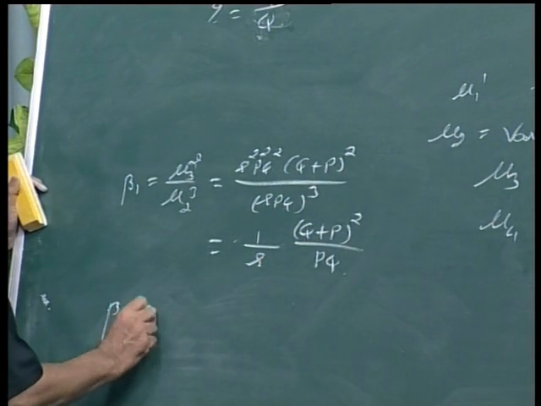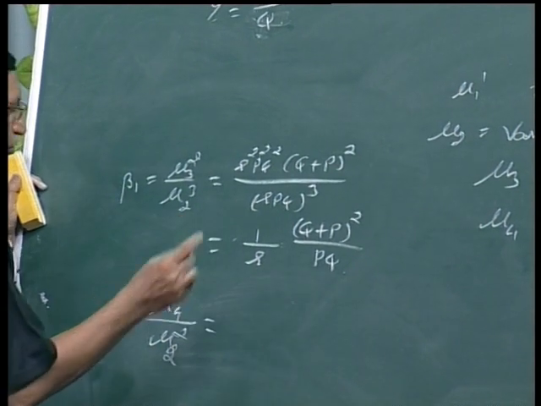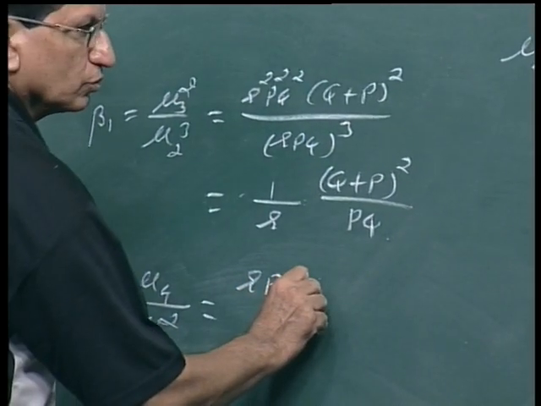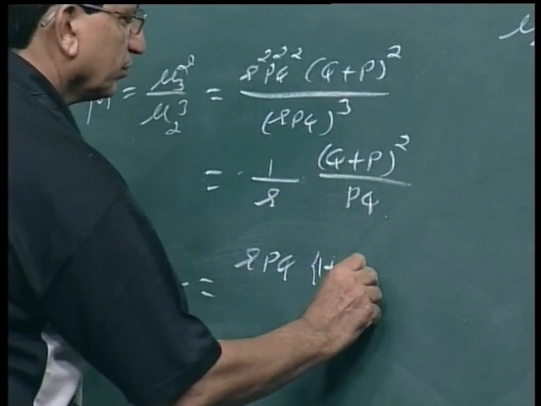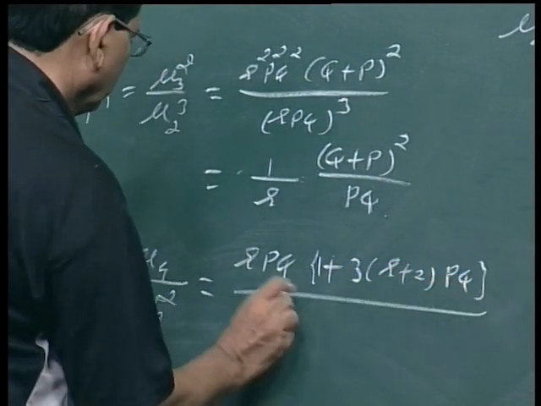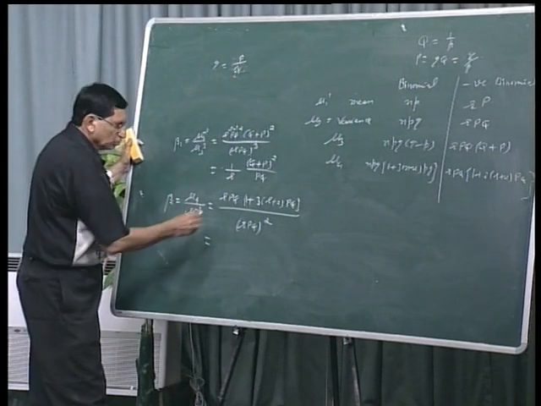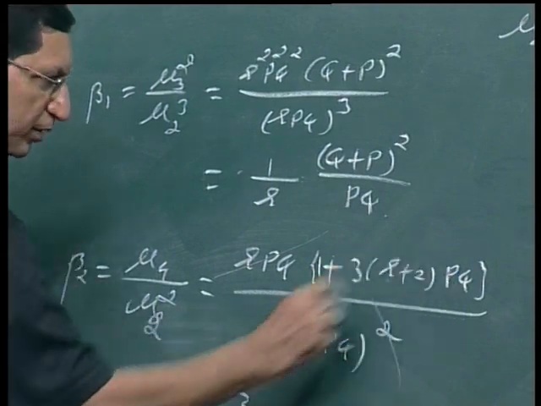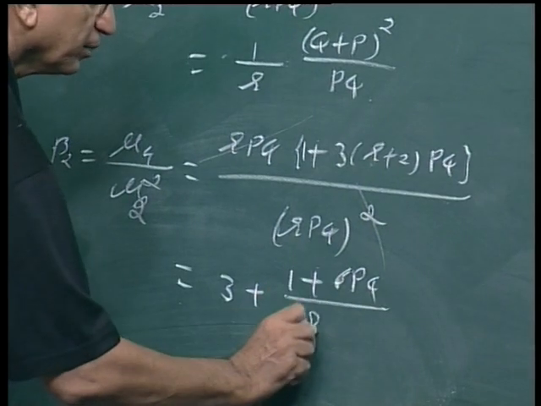Similarly, beta 2 is equal to mu 4 upon mu 2 square, where mu 4 means rpq into 1 plus 3 (r plus 2) pq divided by (rpq) square. So rpq gets cancelled, and we get 3 plus (1 plus 6pq) upon rpq.